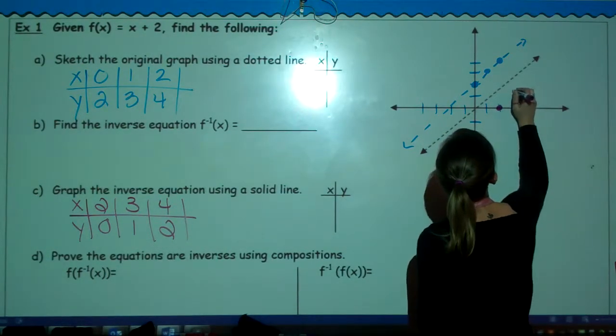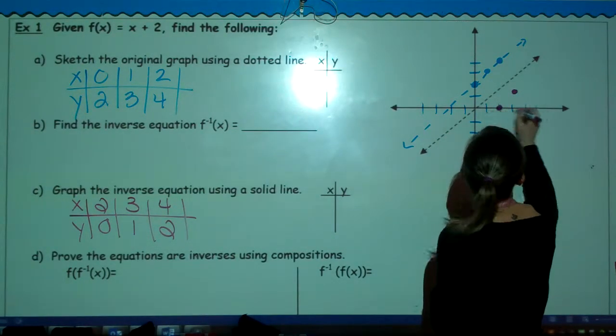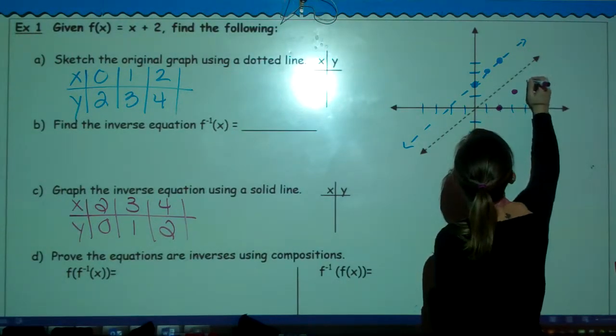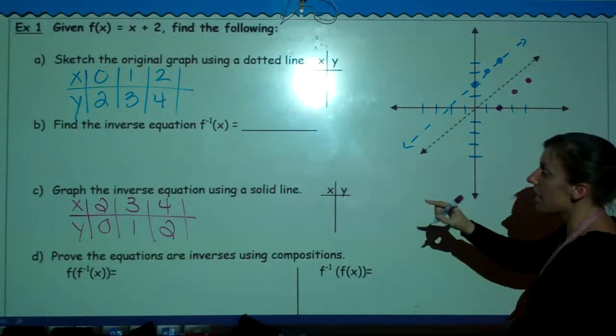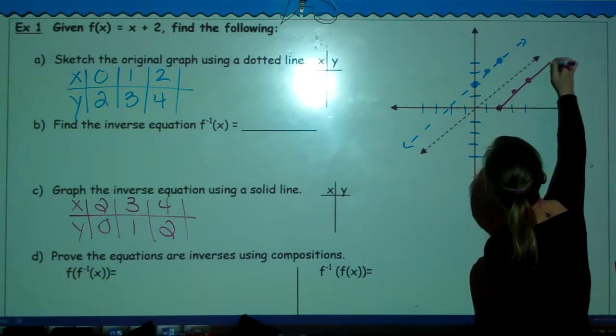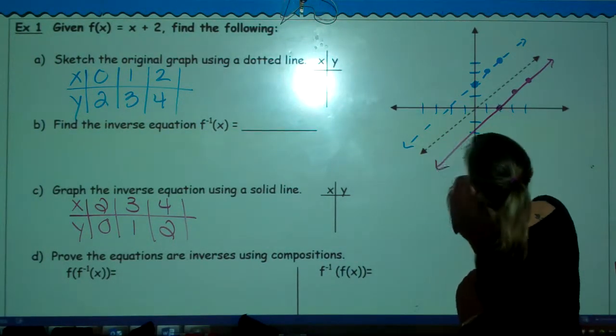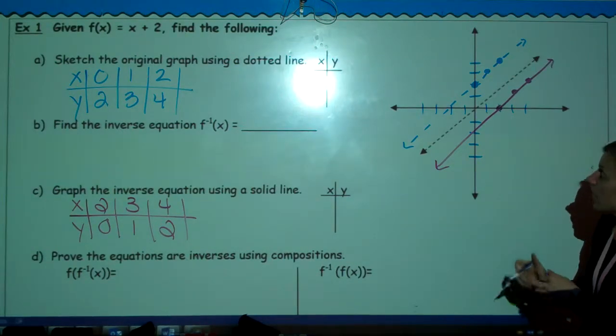3, 1 is right here. And 4, 2 is right there. And it says to do a solid line. I am fortunate enough to have colors, so you can kind of see it on my page.